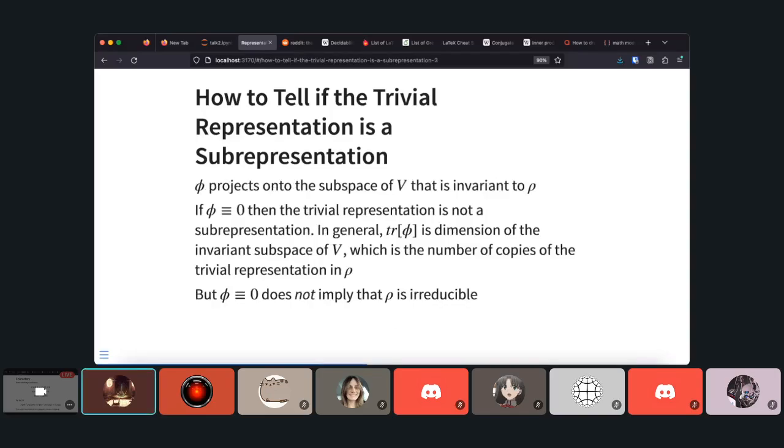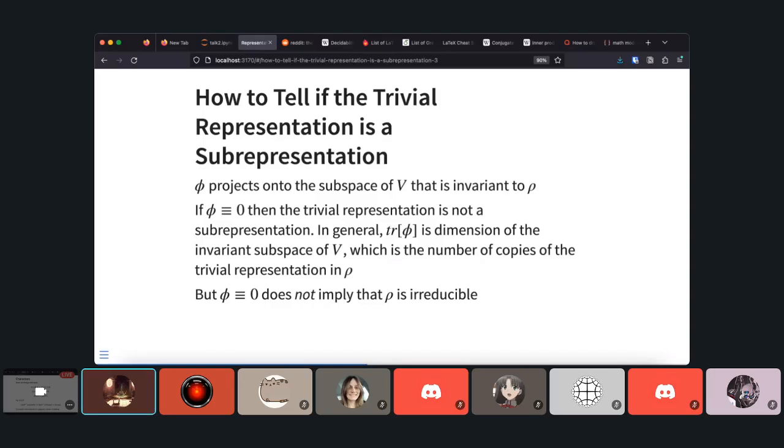But then in general, phi maps onto the invariant subspace, and the trace of phi is the dimension of the invariant subspace. Since the trivial representation has dimension 1, that's actually just the number. If the trace of phi is 3 or 4, then that means there are 4 copies of the trivial representation just chilling out, sitting in your representation.